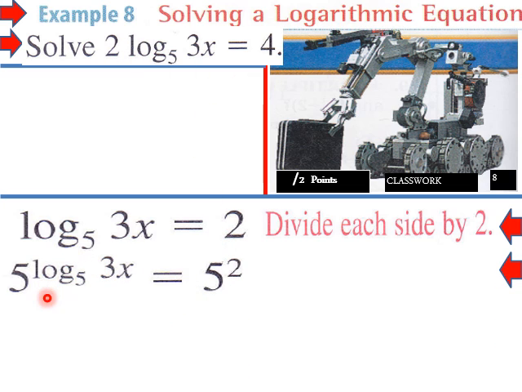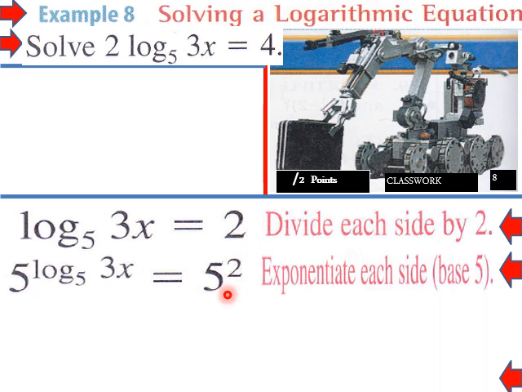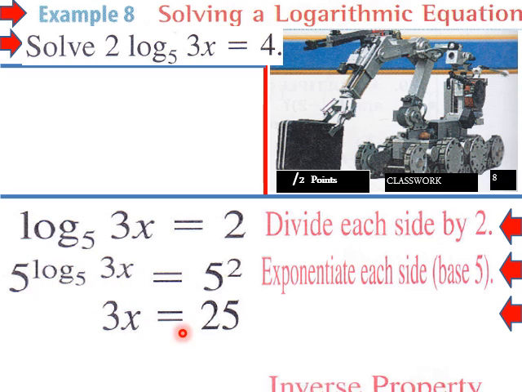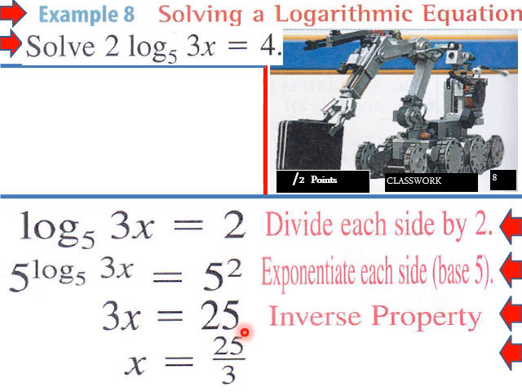And then now we're going to jump it up. We're going to exponentiate it here. 5 to the natural log base 5 of 3x equals 5 squared. So we're going to exponentiate each side, base 5, and then this will cancel. You're left with 3x equals 25. And then we divide through, x equals 25 over 3.